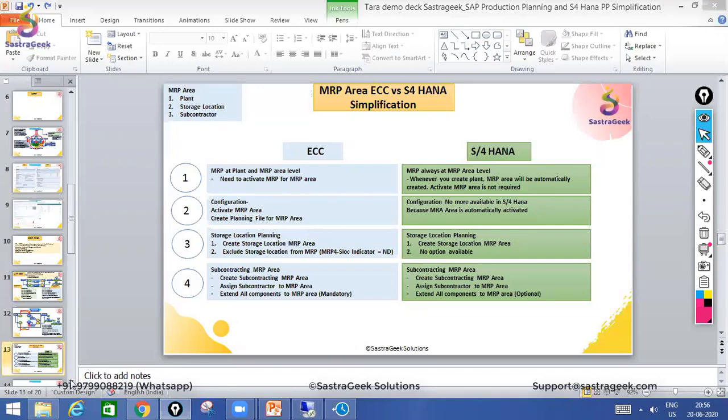Hi Tara. I want to ask, for a single material, how can you have two different storage locations or MRP areas? Where can you define or assign that?